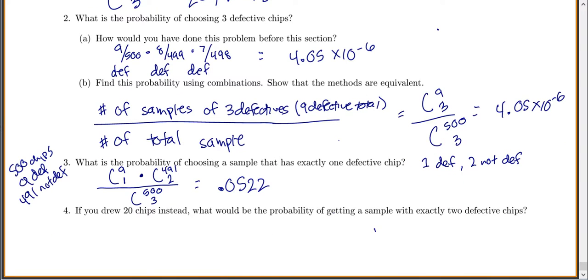If we drew 20 chips instead, what would be the probability of getting a sample with exactly 2 defective chips? Now that does mean that we would have 2 defective and 1 not defective. So we're going to do this very similarly. First I want to draw 2 defective chips. There are 9 defective to choose from, and I want to draw 2 of them. But then I still need to have 1 that's not defective. So there's 491 not defective, and I only want to choose 1 of them. Now for our number of total samples, there are 500 chips, and this time we want to draw 20 of them. Now it turns out I tried to put this in my calculator, and it wouldn't let me do it.